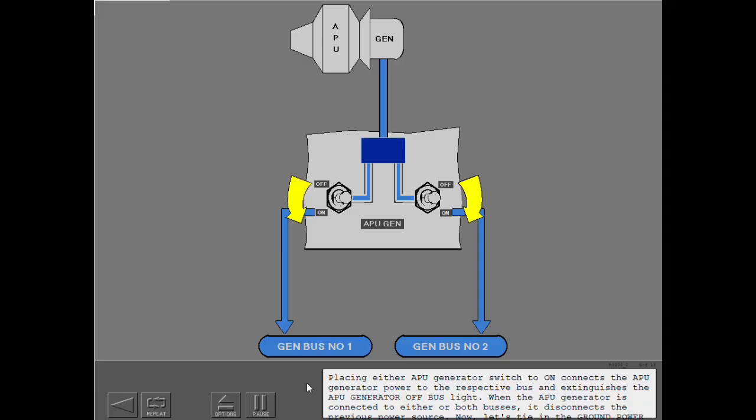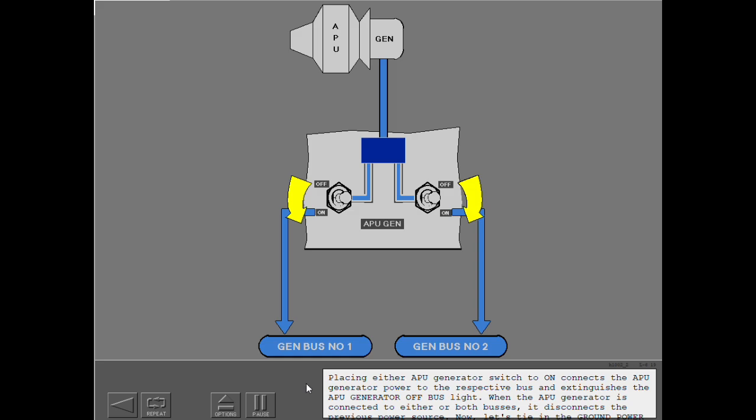Placing either APU generator switch to on connects the APU generator power to the respective bus and extinguishes the APU generator off bus light. When the APU generator is connected to either or both buses, it disconnects the previous power source.